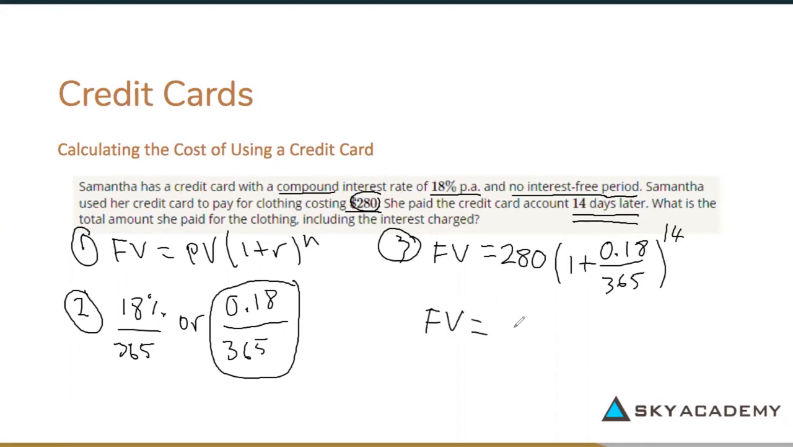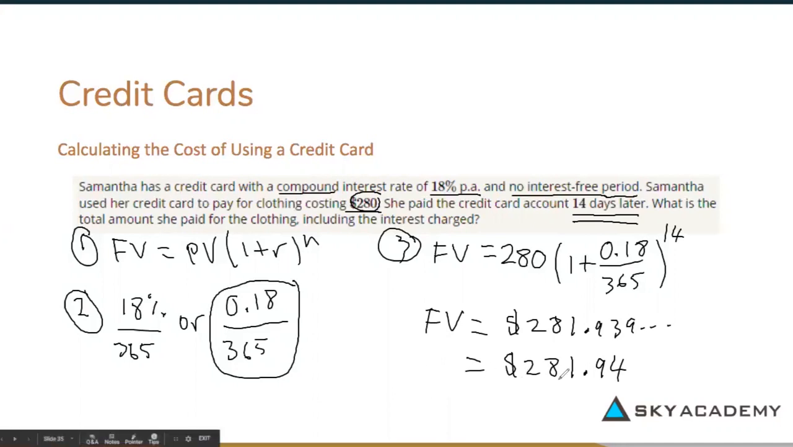So now we can just go ahead and put that into our calculator, and when you do that, you will get a value of 281.939, and if we round up to 281.94. So she paid a total of 280 for the clothes, but because she paid it using a credit card, she'll have to pay interest, and her interest will come to a total of the future value minus present value, and in this case that would be 281.94 minus 280, so the interest would equal $1.94. So she paid an extra $1.94 in interest.